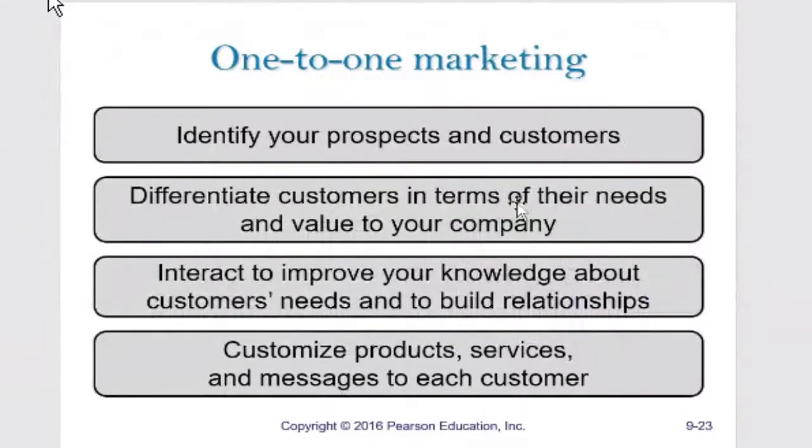Now, I'm going to be looking at one-to-one marketing. What exactly do we mean by one-to-one marketing? First, identify your prospects and customers. That is the first dimension. Second, differentiate customers in terms of their needs and value to your company. What exactly is the need, and how do you look at their need as a value for your company? Then interact to improve the knowledge about customers' needs and build their relationship. That is, how do you actually improve the knowledge about what customers' needs are, how do you build the relationship, and how do you customize the different products, services, and messages for each of the customers that you're going to actually serve.